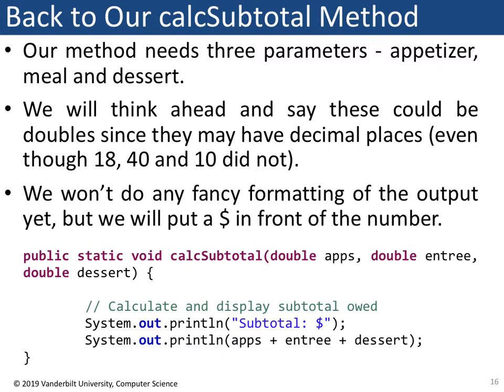So now let's look at our method which we have added parameters to. So we have public static void. We're not returning anything, so it's a void method.